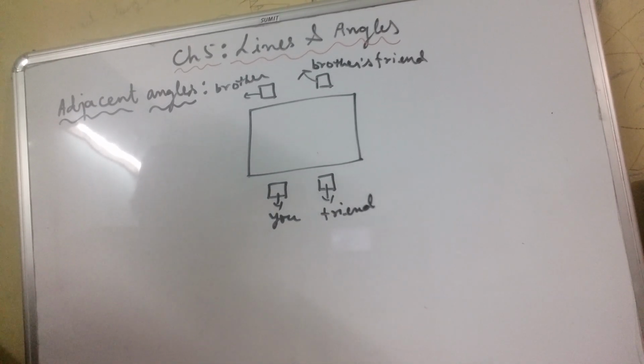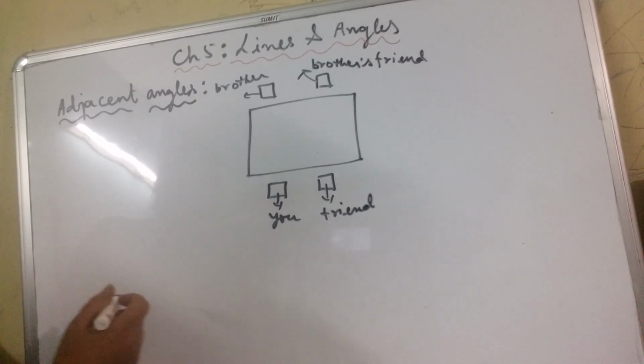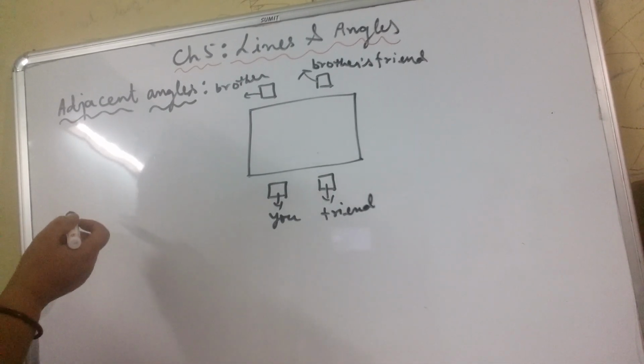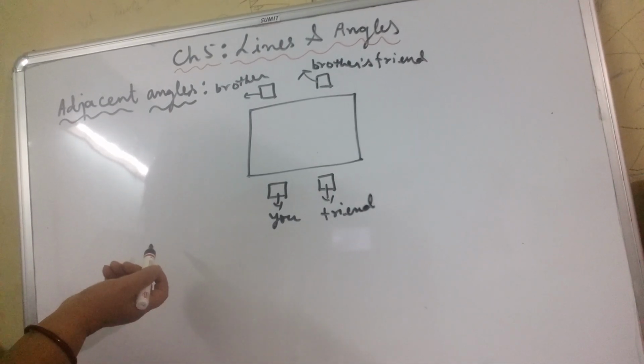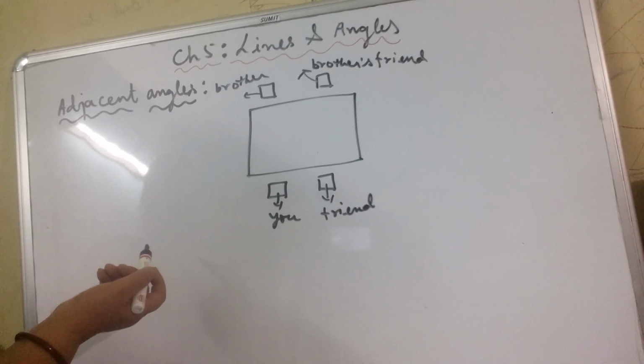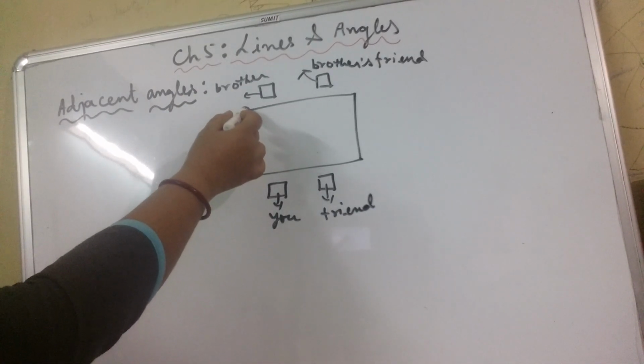Today, our topic is adjacent angle. Now, what do you mean by adjacent? Adjacent means beside something. Okay, so let's take an example.